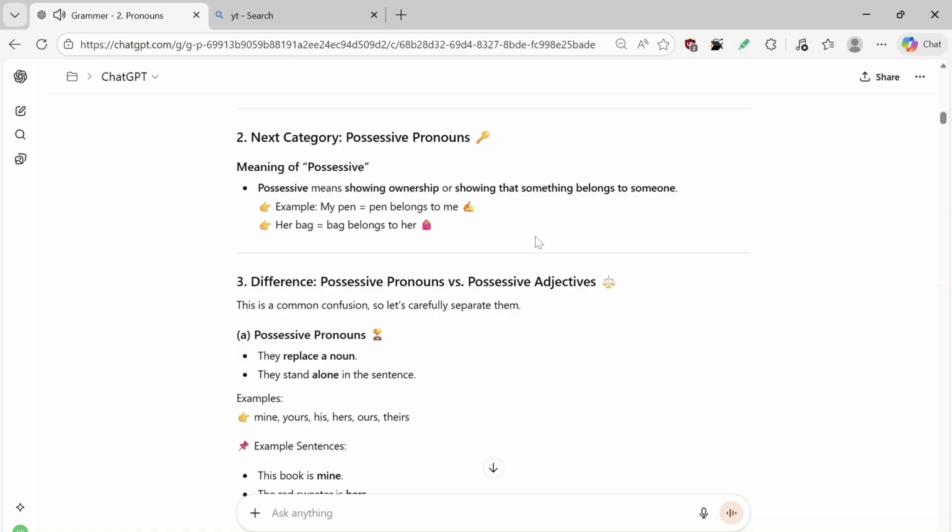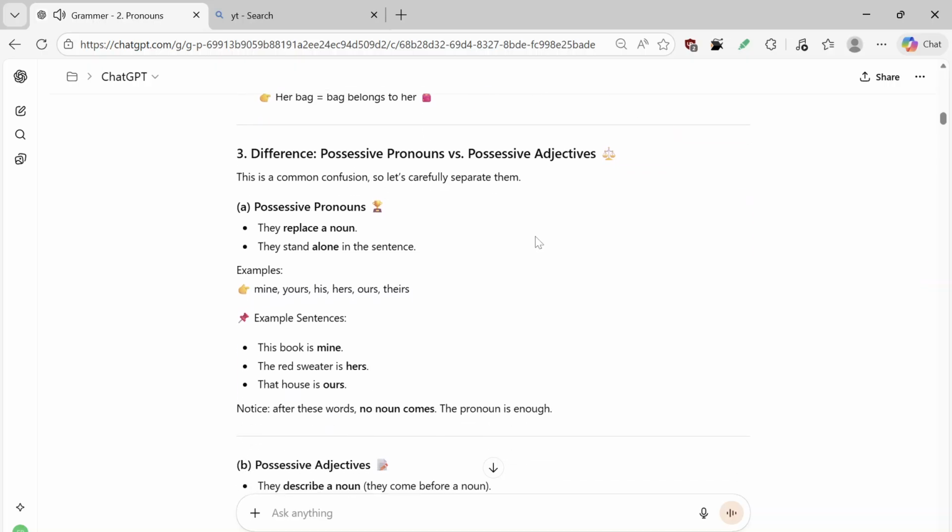A. Possessive pronouns. They replace a noun. They stand alone in the sentence. Examples: mine, yours, his, hers, ours, theirs. Example sentences: this book is mine. The red sweater is hers. That house is ours. Notice, after these words, no noun comes. The pronoun is enough.